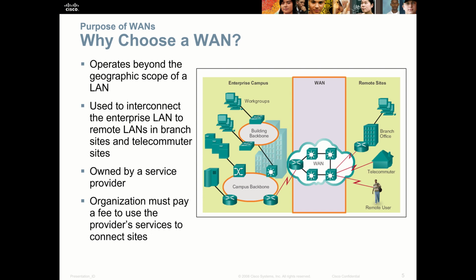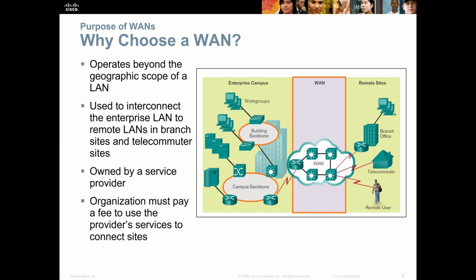So wide area network is used to interconnect the enterprise LAN to remote LANs or other LANs in branch sites and telecommuter sites. But it's not necessarily connecting one organization with its branch. It is also for when you would like to connect with a different organization. So the technology that is used to interconnect this operation is called WAN.